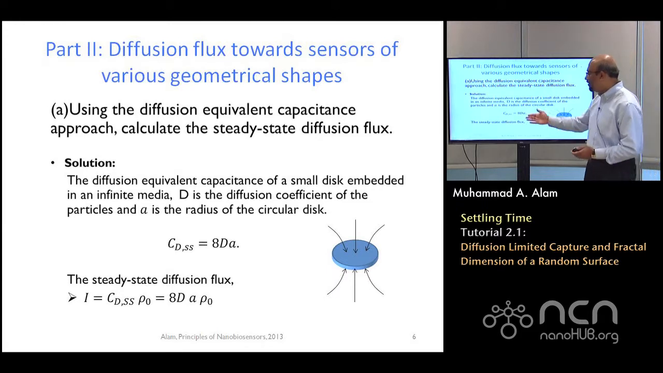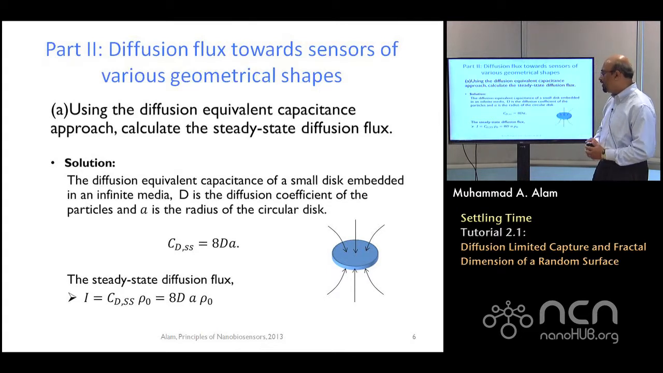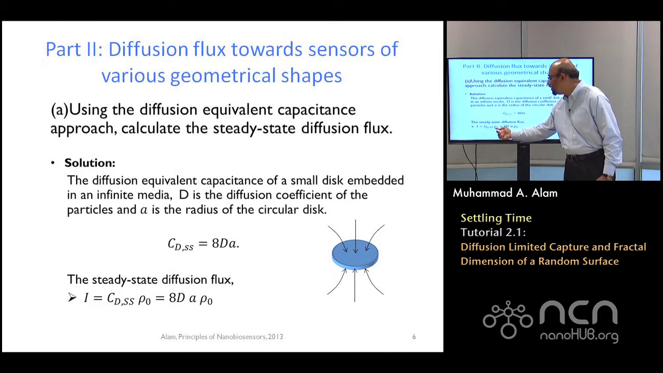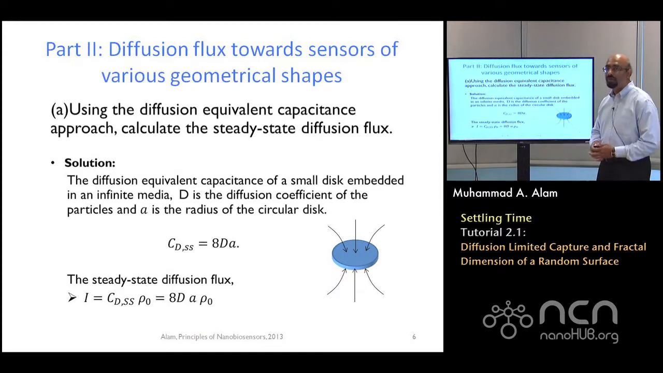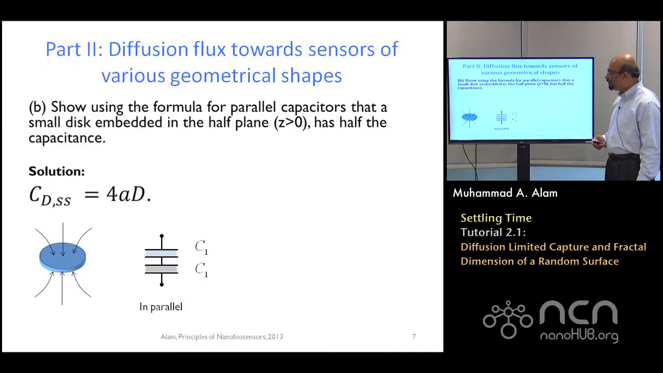By the way, if you use this C_DSS formula for a disk sitting in the middle of a solution, then very quickly you can calculate the total flux, which is rho, the analyte density, multiplied by C_DSS. And if you wanted to calculate the total number, you'd simply multiply with time t. In 10 minutes, it will be multiplied by 600 seconds, let's say. So that's not a problem. But this problem is not what we asked you to solve.